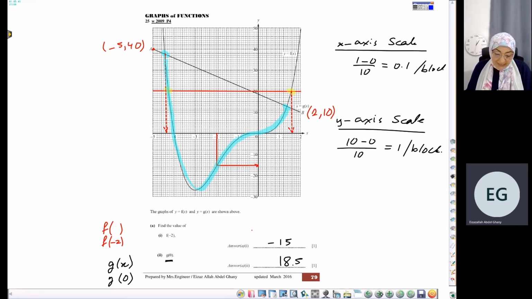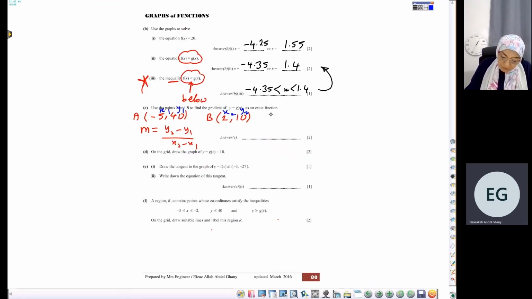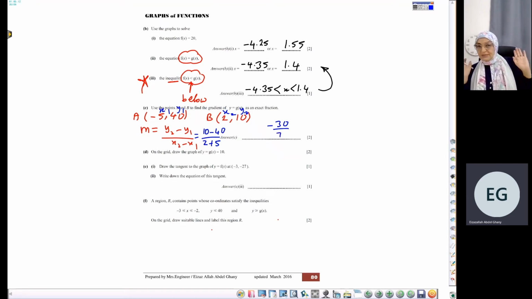Let's calculate it. It will be y2 minus y1, which is 10 minus 40, upon 2 minus -5. 10 minus 40 is -30, over 7. That's it. The fraction is exact. If you find it in decimal, it will not be exact. You have to cut it. So y2 minus y1, 10 minus 40 upon x2 minus x1.